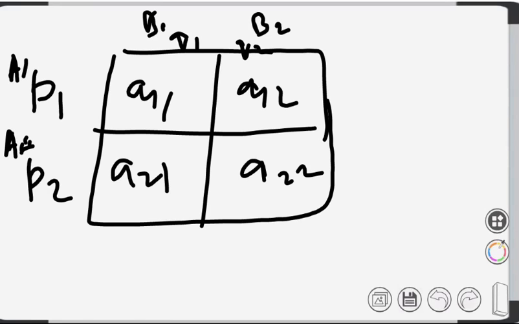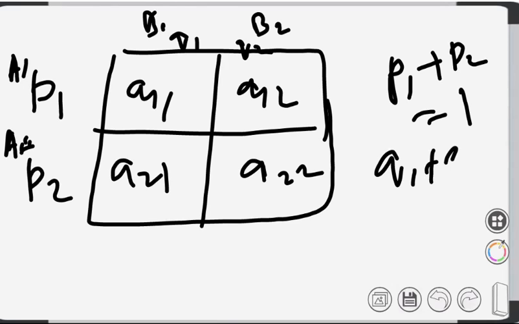As you know, the total sum of the probabilities must be equal to 1, so P1 plus P2 must be equal to 1. It has to be. And similarly for Q also, Q1 plus Q2 must be equal to 1. That is the standard requirement. Now our objective is to find out P1, P2 and Q1, Q2.